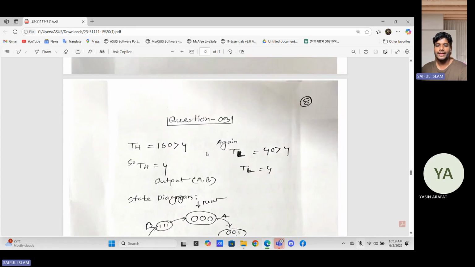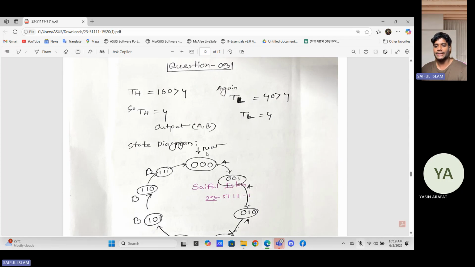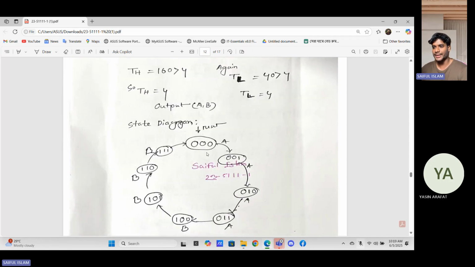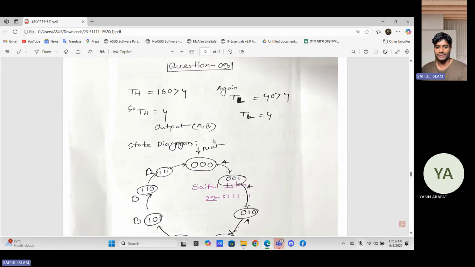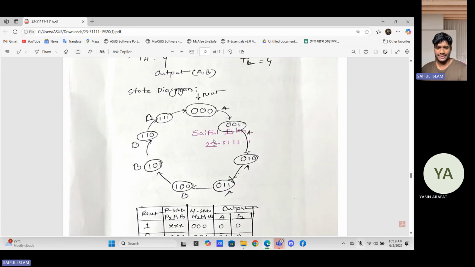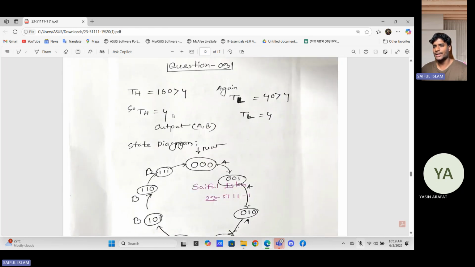Question 3. This question requires a state machine design to control the display outputs A and B, and its Verilog code, ensuring the given time limits. The FSM has to clearly define state A, where output A is active for the duration TH equal to 4 milliseconds, and state B, where output B is active for TL equal to 4 milliseconds.